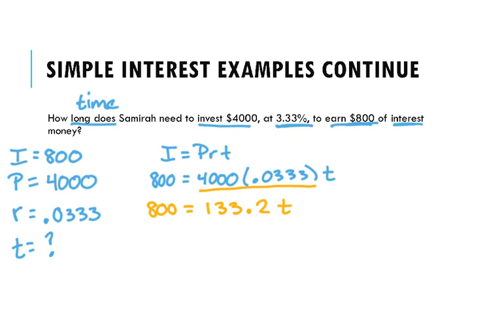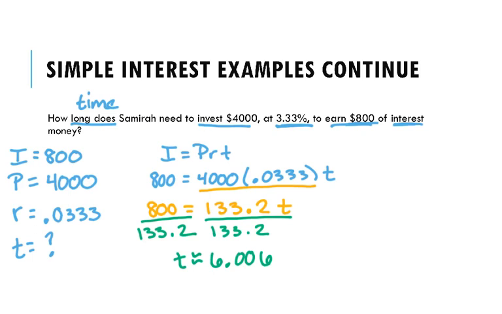Now this is simply just a one-step equation, so you need to get t by itself. It's attached with multiplication, so you got to do division. So if you take 800 and you divide by 133.2, you get t to be about 6.006, but time is in years, so you want to make sure that you round this to the closest year. So really, t is about 6.